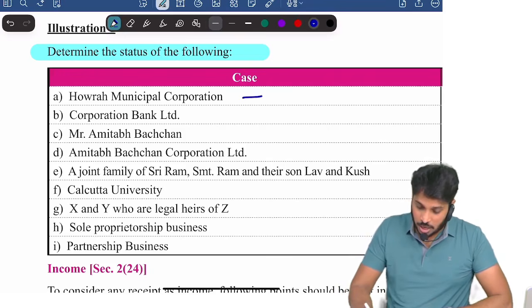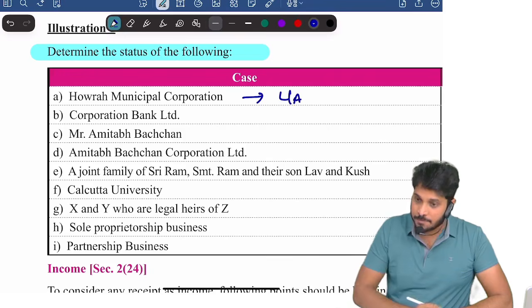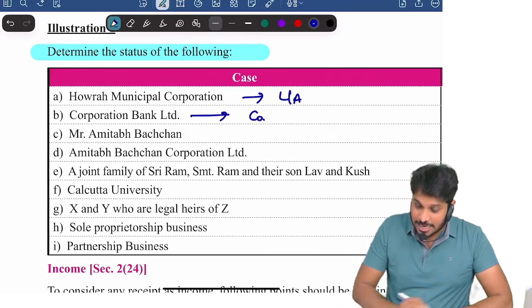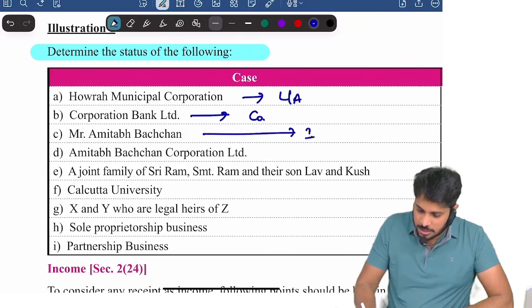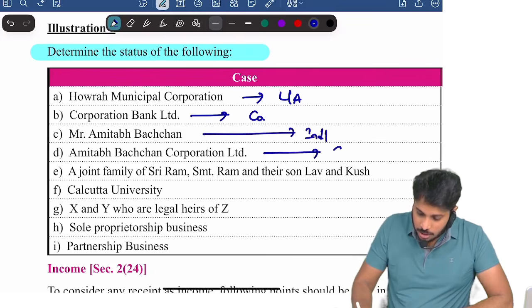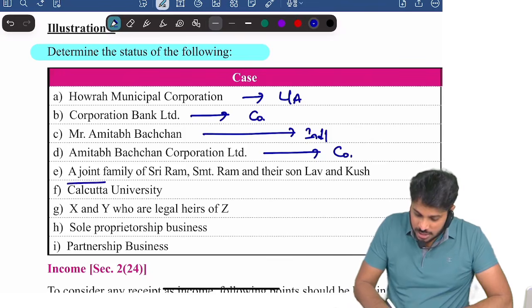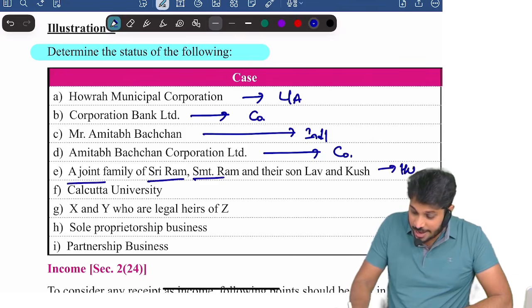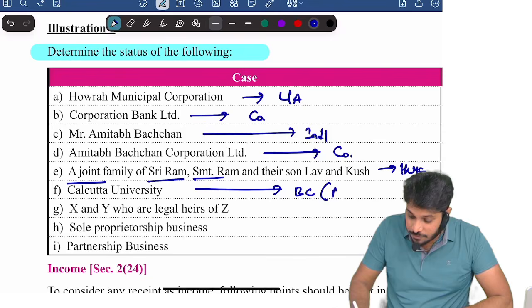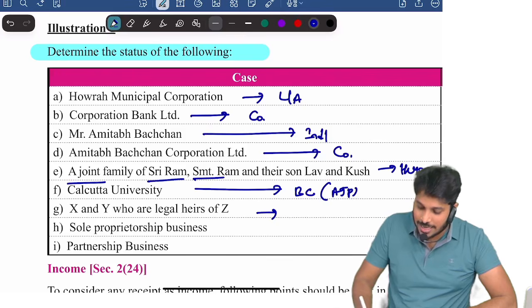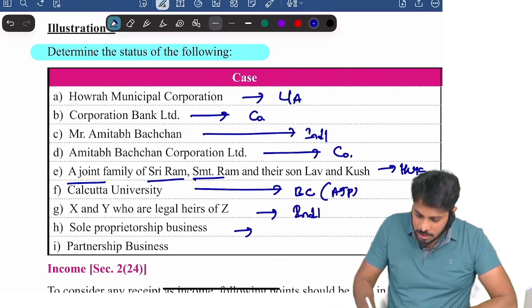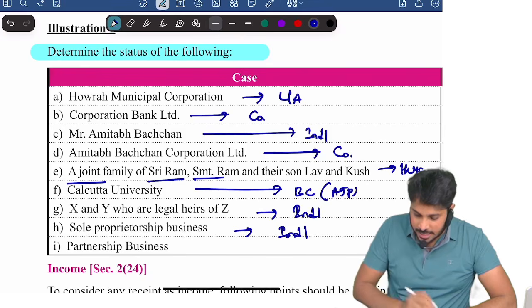Okay, now Howrah Municipal Corporation, it's a local authority. Corporation Bank Limited, it's a company. Amitabh Bachchan is an individual. Amitabh Bachchan Corporation Limited is a company. A joint family, Sriram, this is a HUF. University is a body corporate or artificial judicial person, more clearly AJP. X and Y, who are legal heirs, they are again individuals. Sole proprietorship, again assessed as individual.